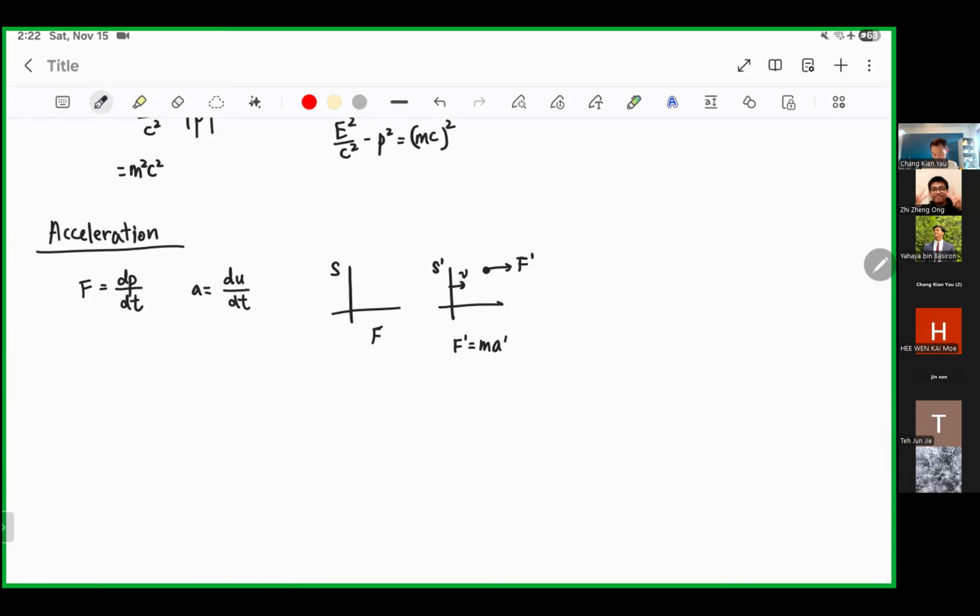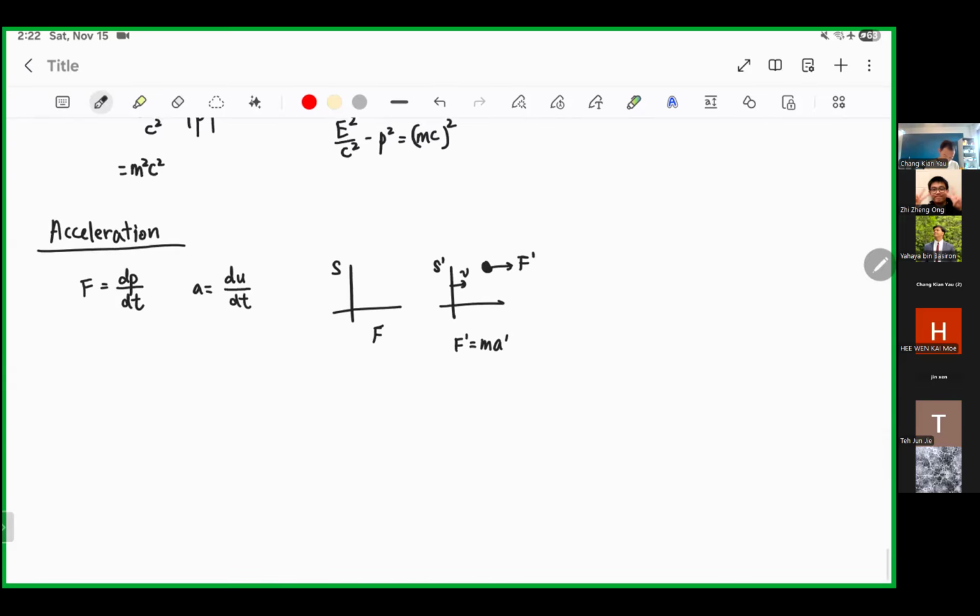Yeah, this makes sense, right? Because in this initial S prime frame, this should hold because there's no Lorentz transformation involved. But now we want to know what the particle feels, with the acceleration and forces, when we're seeing it from this S frame.